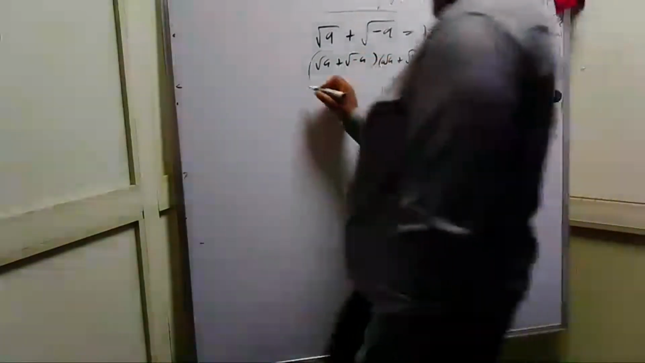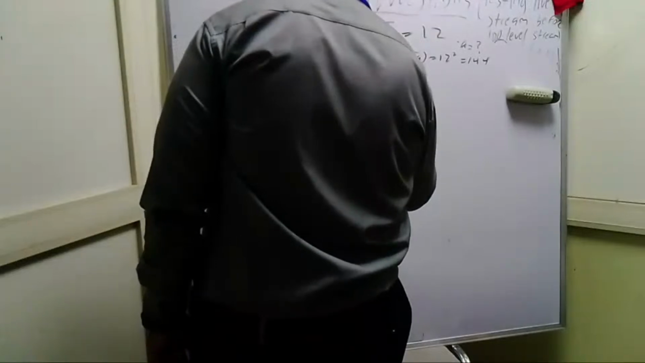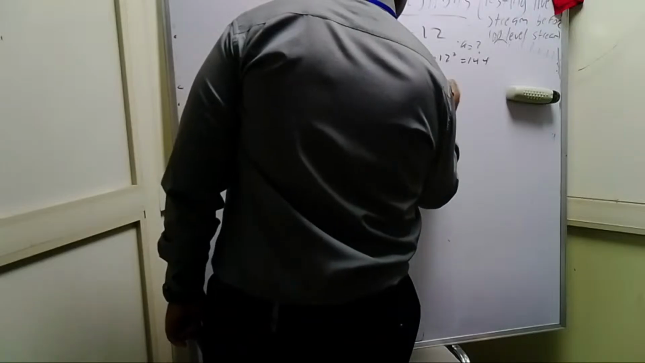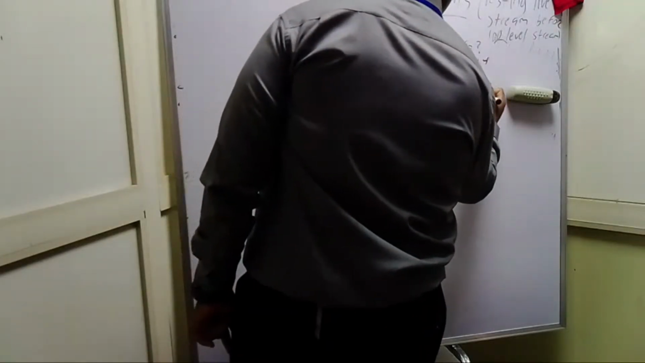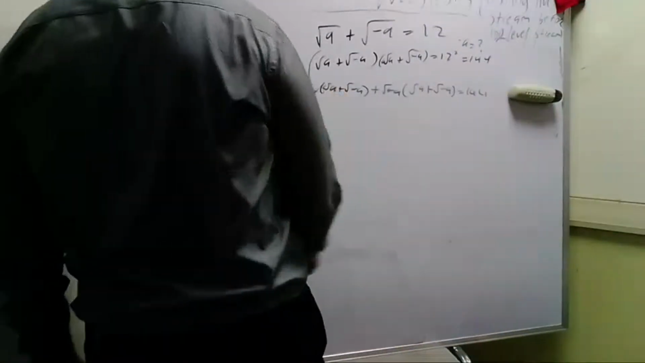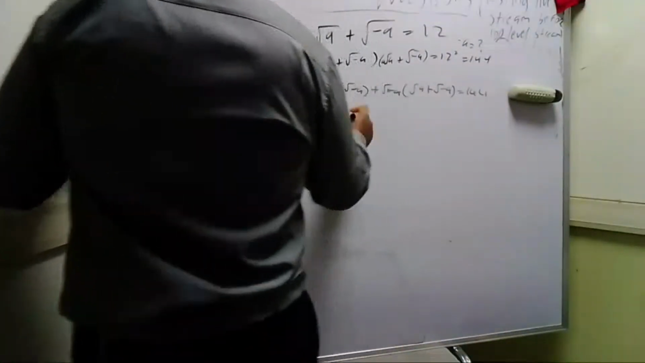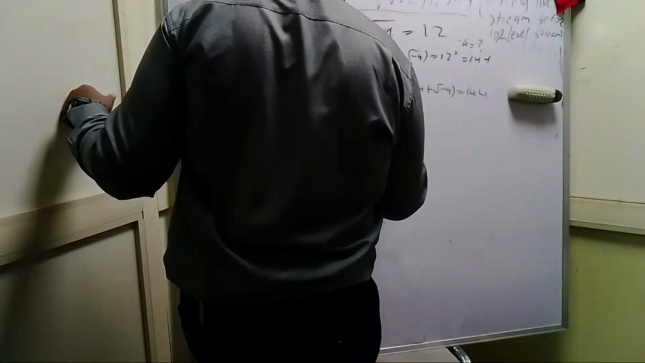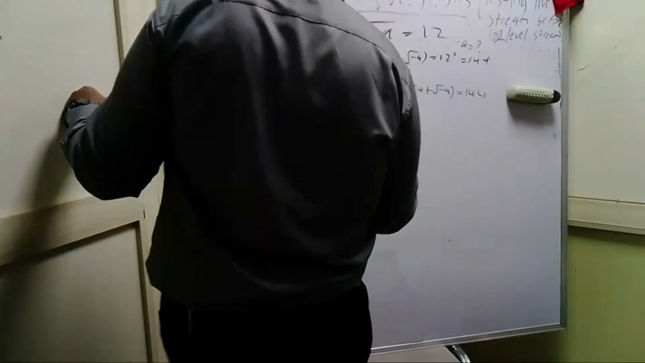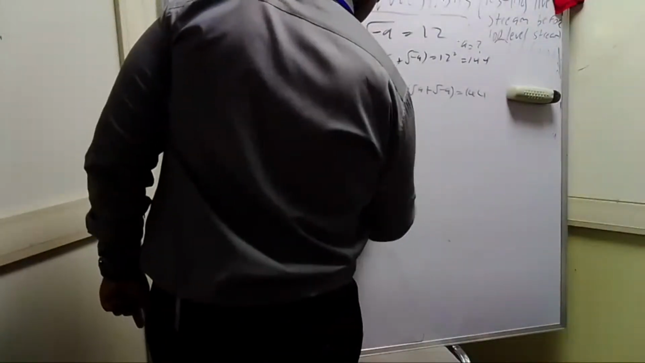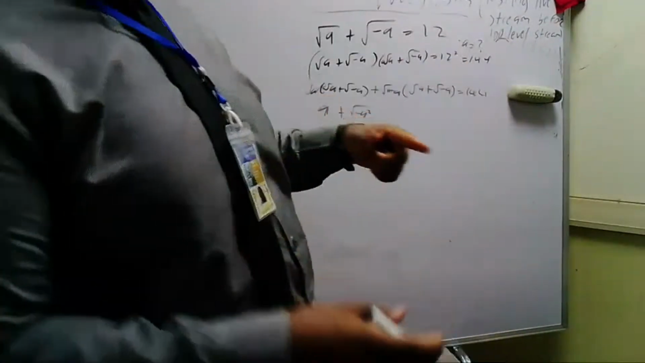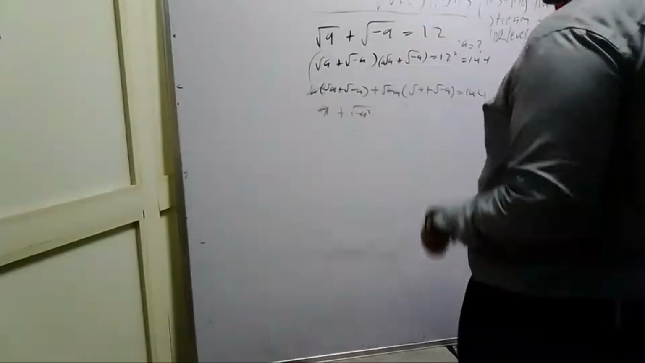If you square both sides, you have square root of a times square root of a, plus square root of minus a, plus square root of minus a times square root of a, plus square root of minus a times square root of minus a, is equal to 144. Square root of a times square root of a is equal to a. Plus square root of a times square root of negative a equals the square root of minus a squared. This can be simplified to ai, but let's just do the square root of minus a squared for now.